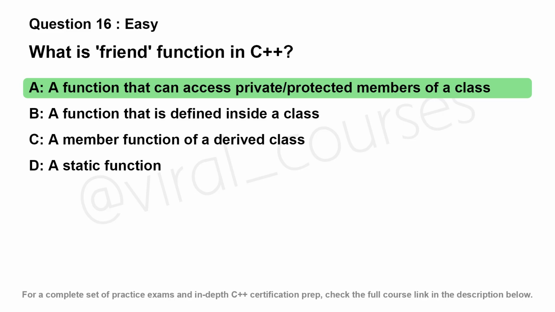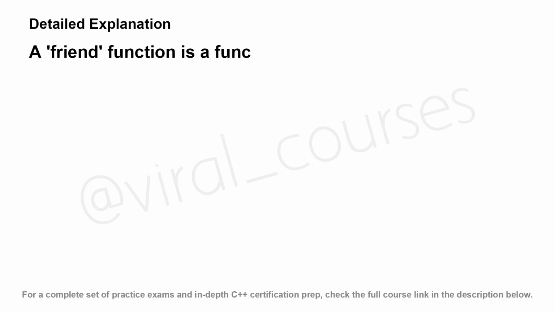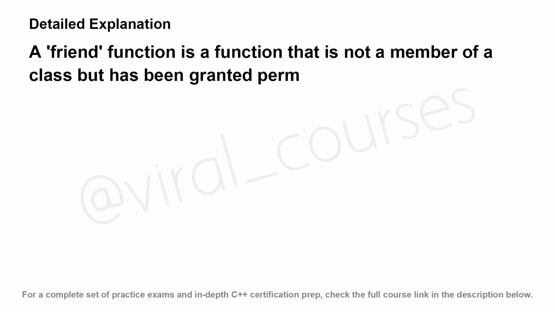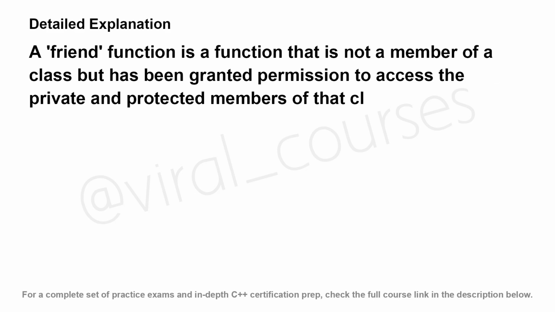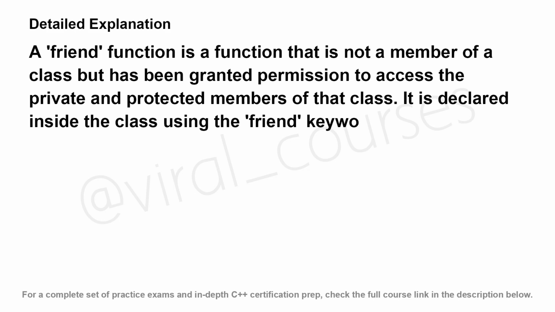The correct answer is A. A friend function is a function that is not a member of a class but has been granted permission to access the private and protected members of that class. It is declared inside the class using the friend keyword.